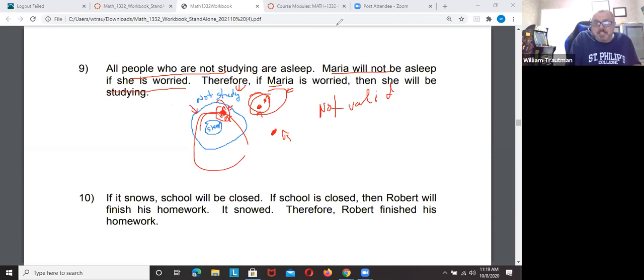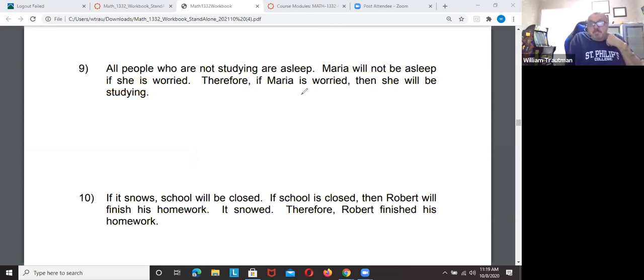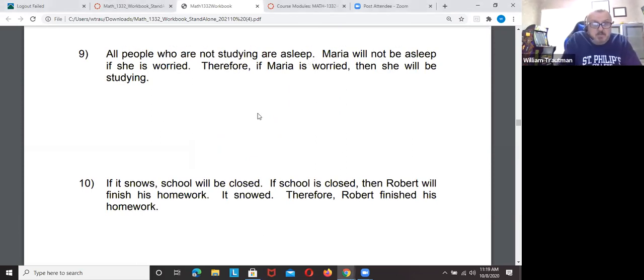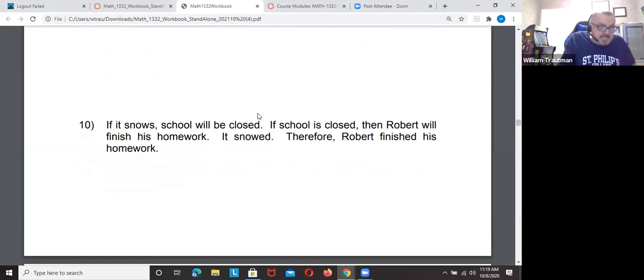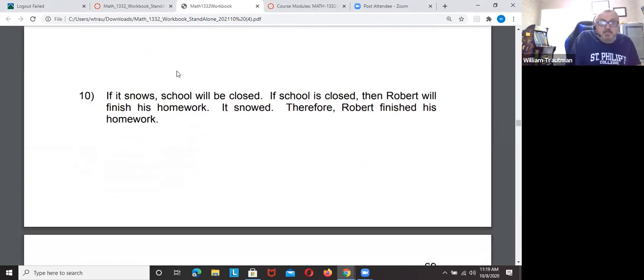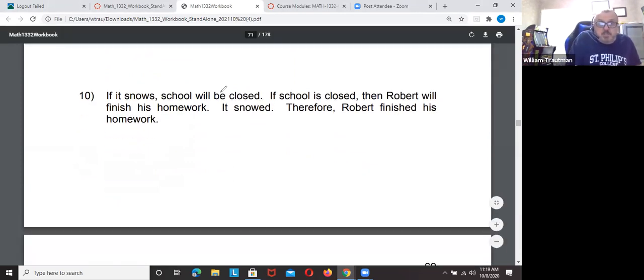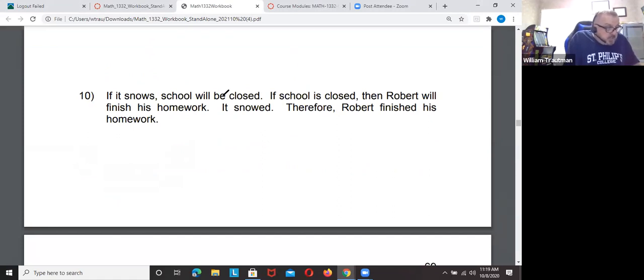And it's not valid because I could put Maria in more than one spot and it would be not valid then. So number 9 I'm putting down is not valid. Number 10, if it snows, school will be closed. So if it snows, school will be closed.